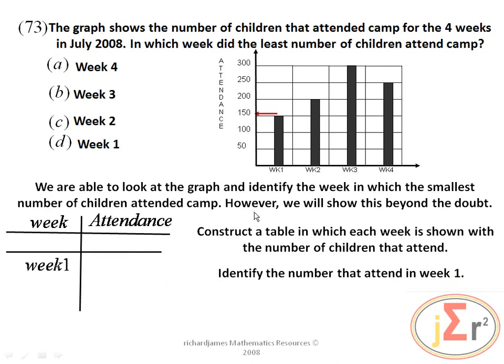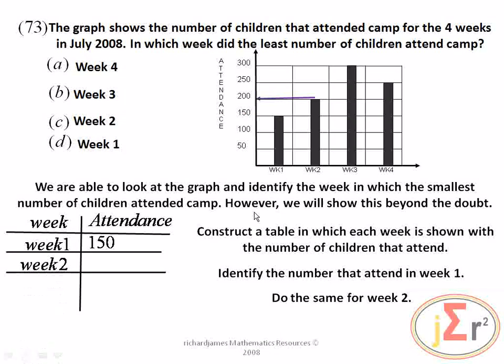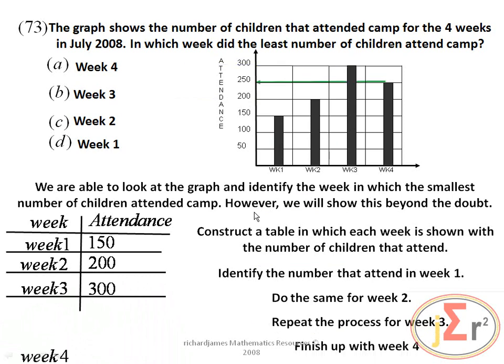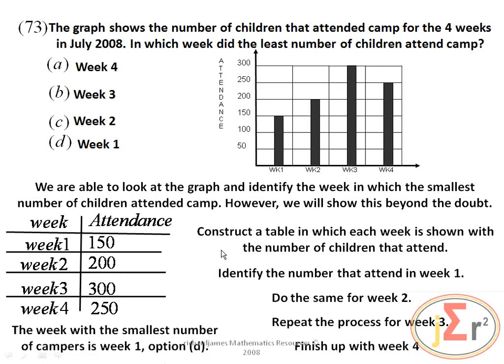150. Week 2, 200. Week 3, 300. And week 4, 250. So the one with the smallest number, as we can see here, is week 1. And that is represented by option D.